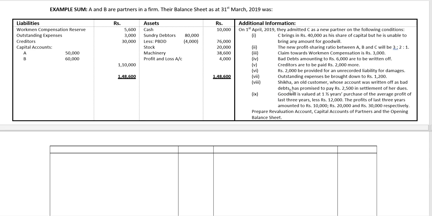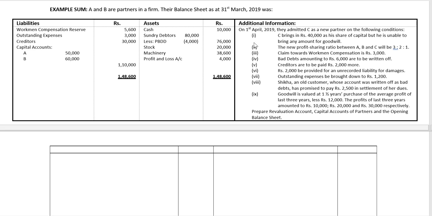Point 8, Shika, an old customer whose account was written off as bad debts, has promised to pay rupees 2,500 in settlement of her dues. Last point, goodwill is valued at 1.5 years purchase of the average profits of the last 3 years less rupees 12,000. The profits of the last 3 years amounted to rupees 10,000, rupees 20,000 and rupees 30,000 respectively. We are asked to prepare the revaluation account, the capital accounts of the partners and the opening balance sheet.